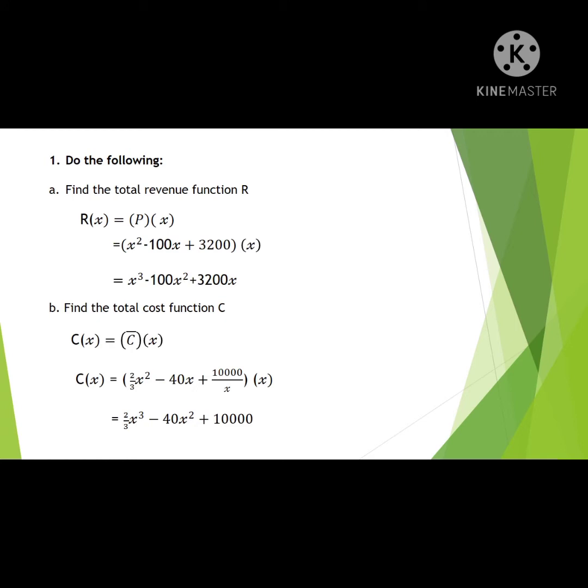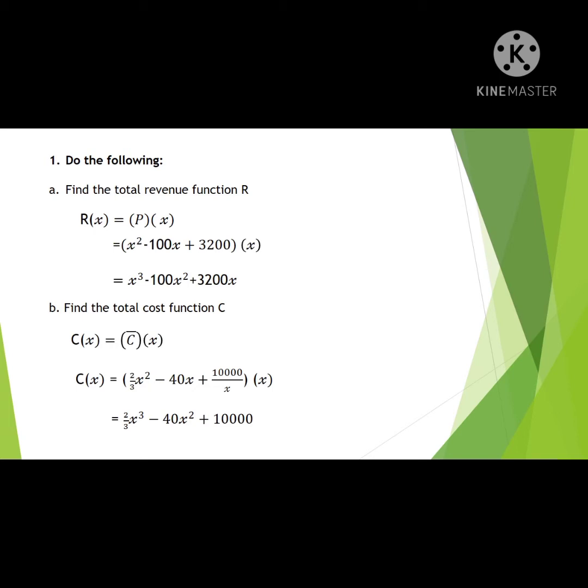In the first section, we have to do the following, which is A, find the total revenue function R. We can find the revenue by multiplying the price and the units produced. The price function is given, so you have to multiply that function with x, and we'll get the answer of x cubed minus 100x squared plus 3200x.